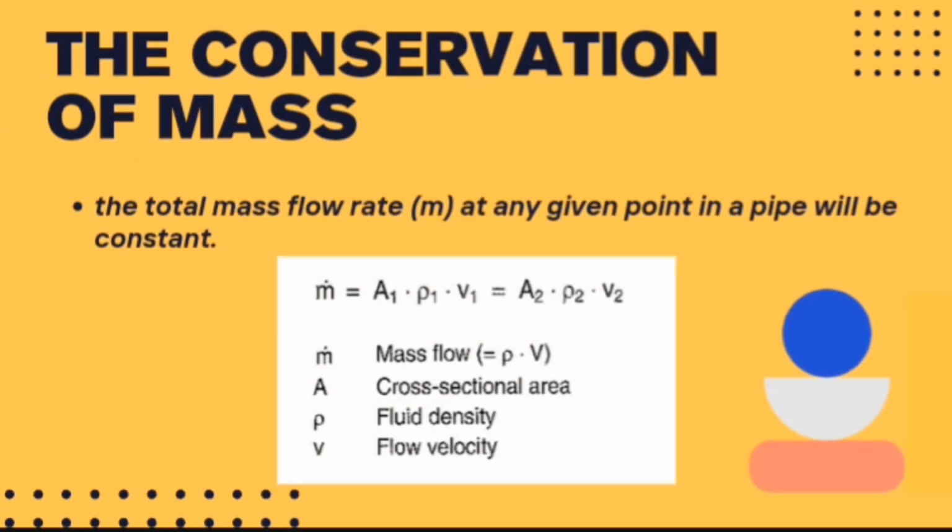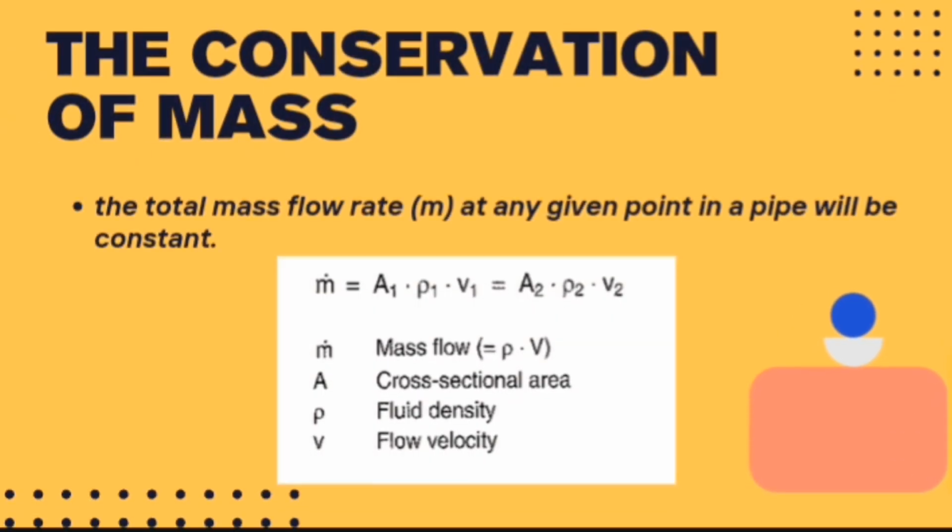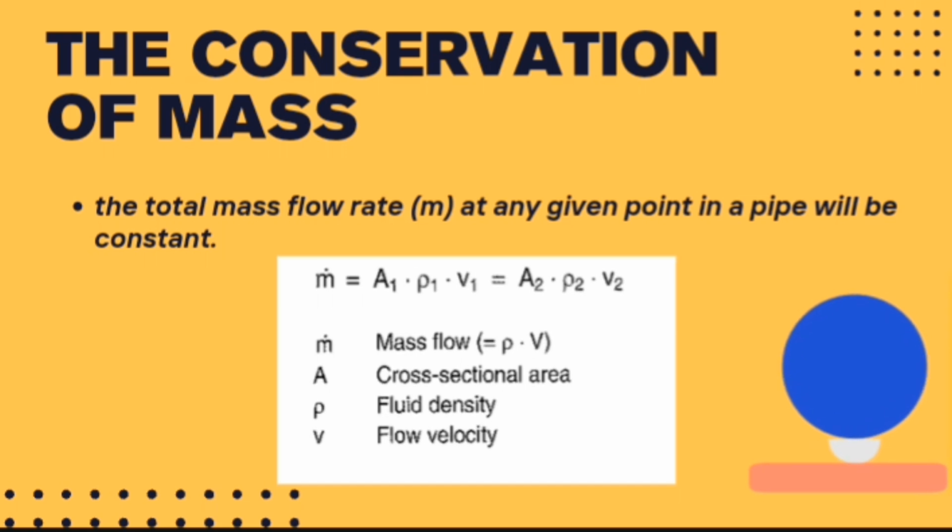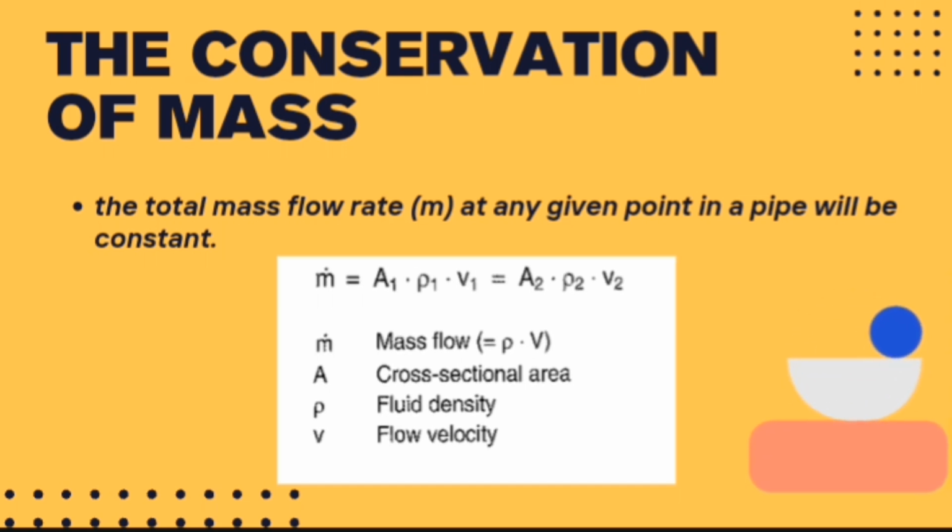And next is the conservation of mass. This law states that mass can neither be created nor destroyed. The total mass flow rate m at any given point in a pipe will be constant. This law has a particular significance for gas flows.